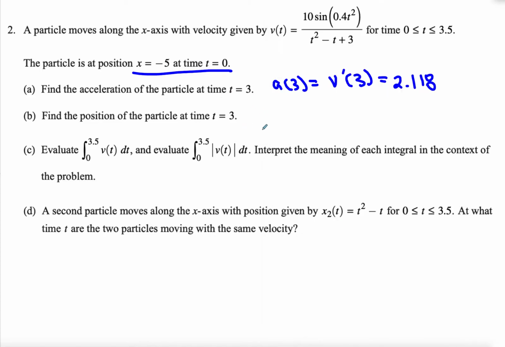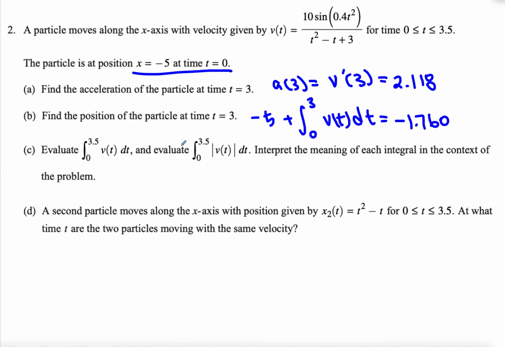So here what I have to do is -5, starting from here, plus, because the integral only gets the change in position, from 0 through 3 of v of t dt, and we realized that that was -1.760. So that would have been my answer.